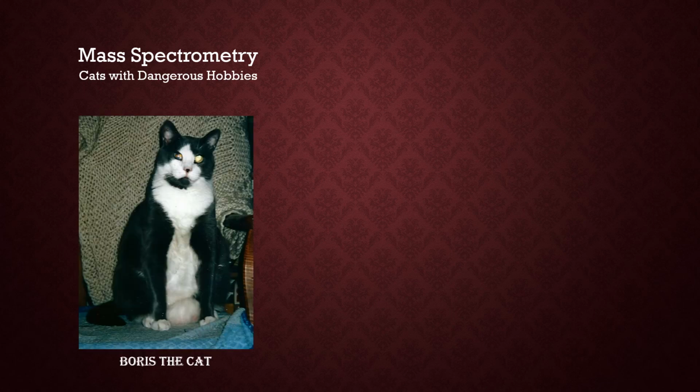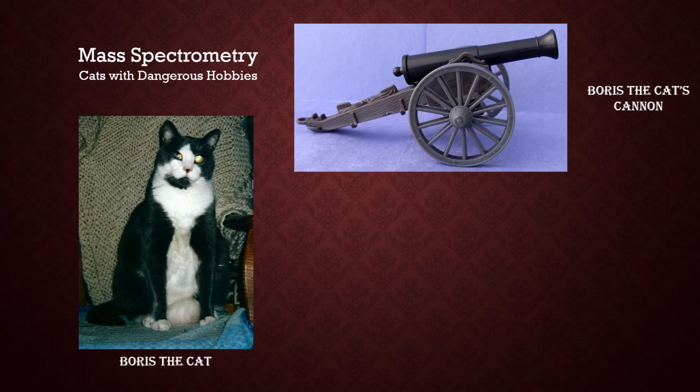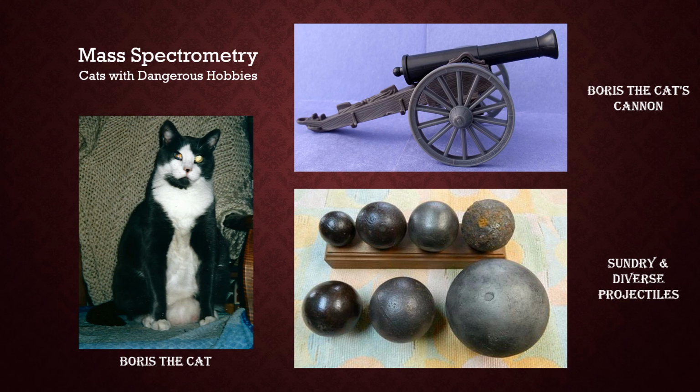In illustrating the principles of mass spectrometry, I like to use an example of cats with dangerous hobbies. So the cat, our principal cat, is Boris. Boris likes to play with cannons, and the projectiles fired out of Boris's cannon come in various different sizes and weights.